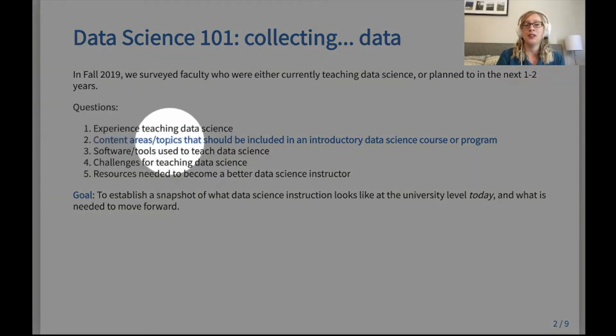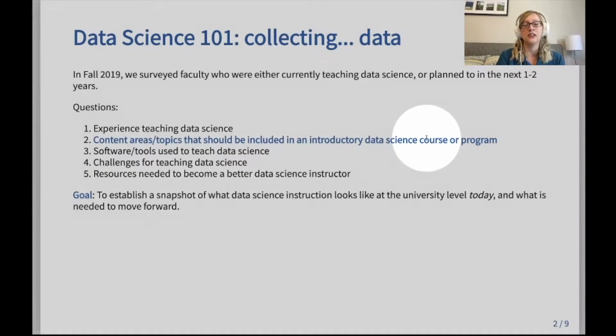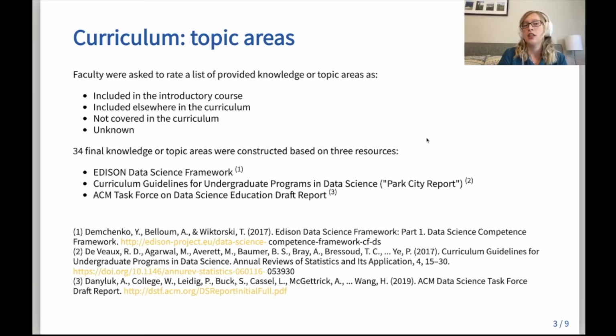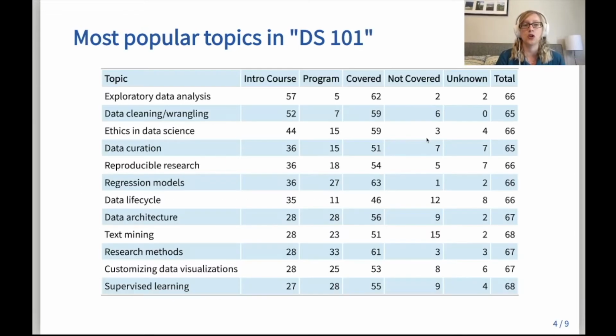For today, I'm going to briefly focus on the content areas and topics that should be included in an Intro to Data Science course. So to learn more about this, we asked our faculty to rate a list of provided knowledge or content areas as either included in the intro course, included elsewhere in the curriculum, not covered, or unknown. There were 34 of these knowledge or topic areas, so quite a long list. We built this based on 3 resources, so the Edison Data Science Framework, the Curriculum Guidelines for Undergraduate Programs in Data Science, and the ACM Task Force on Data Science Education all informed the topics that were chosen.